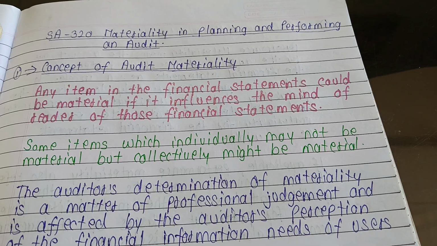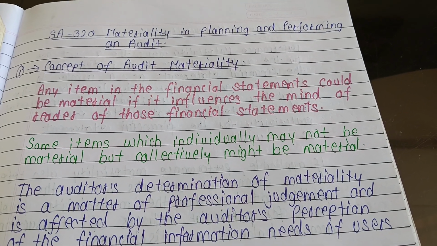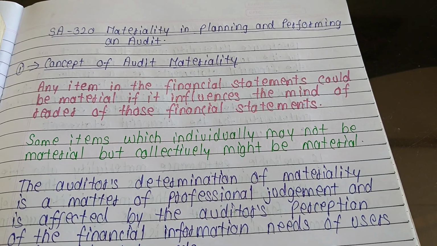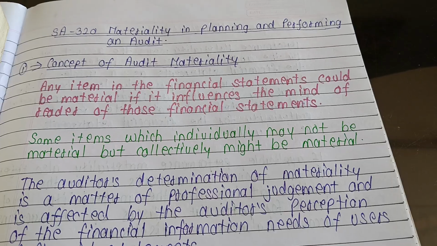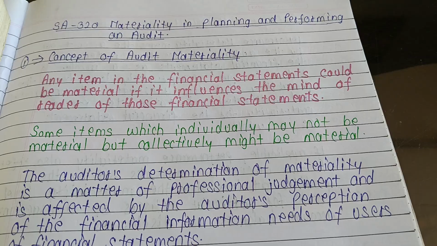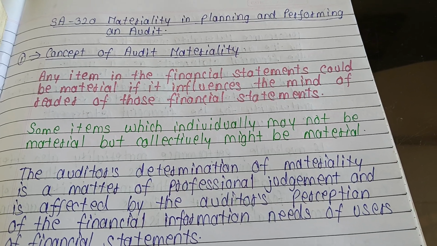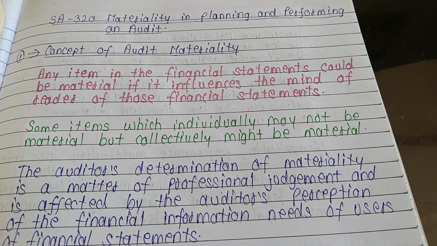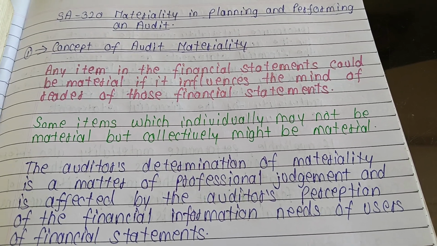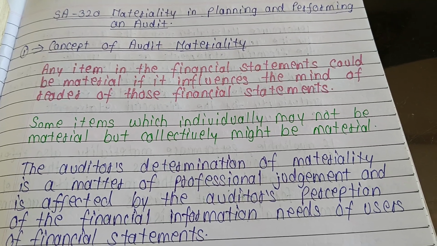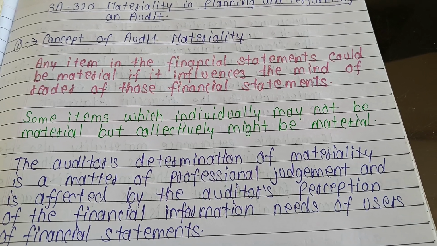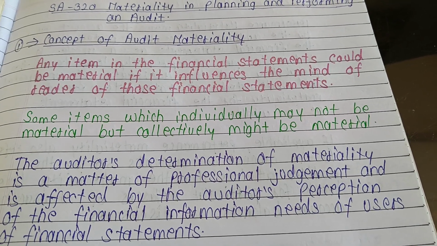Any item in the financial statements could be material if it influences the mind of the reader of those financial statements. We all know that if any item is of such matter that it impacts the decision of the users of the financial statements, like the profit before tax, or the net profit, or the capital structure of the company, whether to invest in a particular company or not, then we will call it materiality, that is audit materiality.